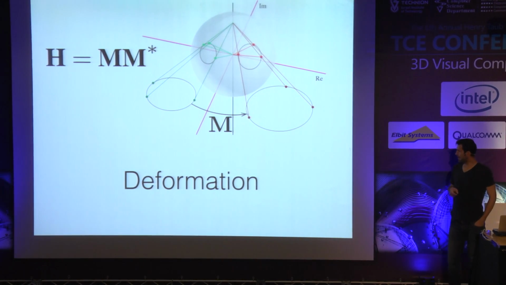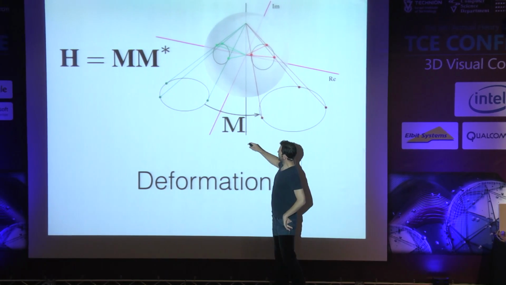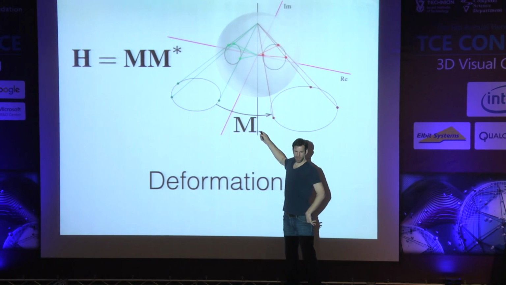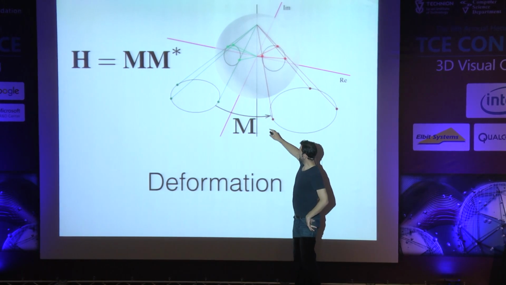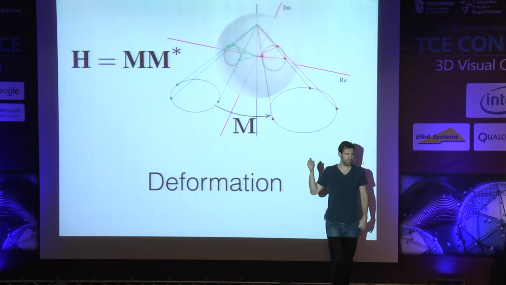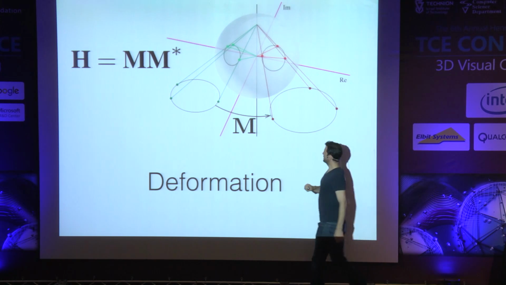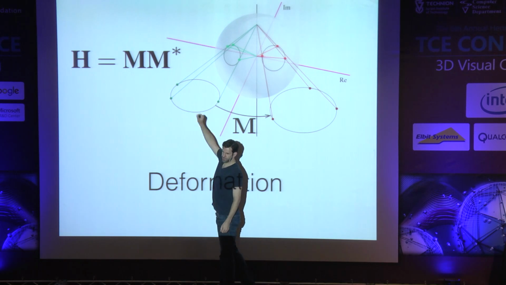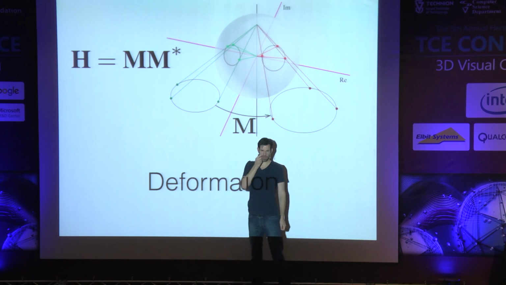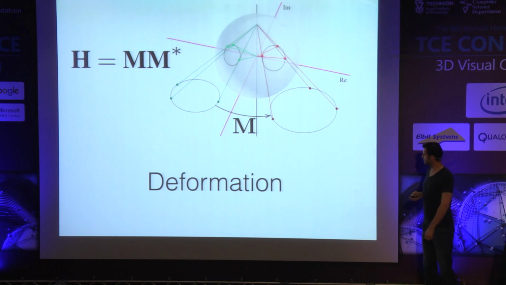Deformations. My claim is we get everything that's not a rigid transformation by taking this mapping M that maps from here to here, the Möbius transformation that maps between any two sets of frames, and multiplying it with its conjugate transpose. Okay. Why am I hopeful that this is a good idea?